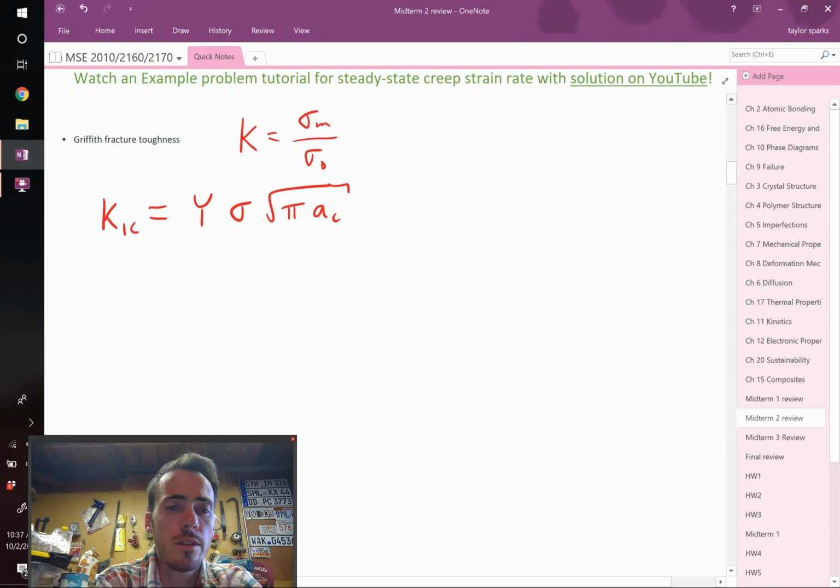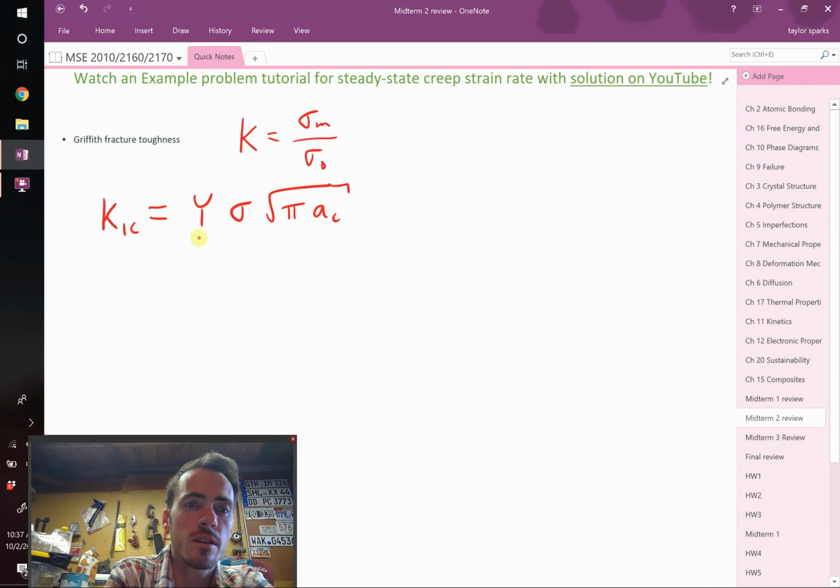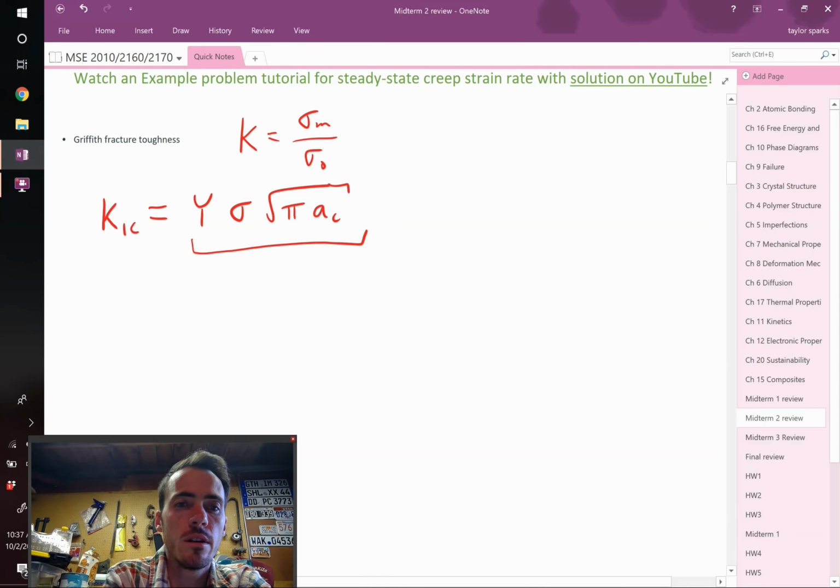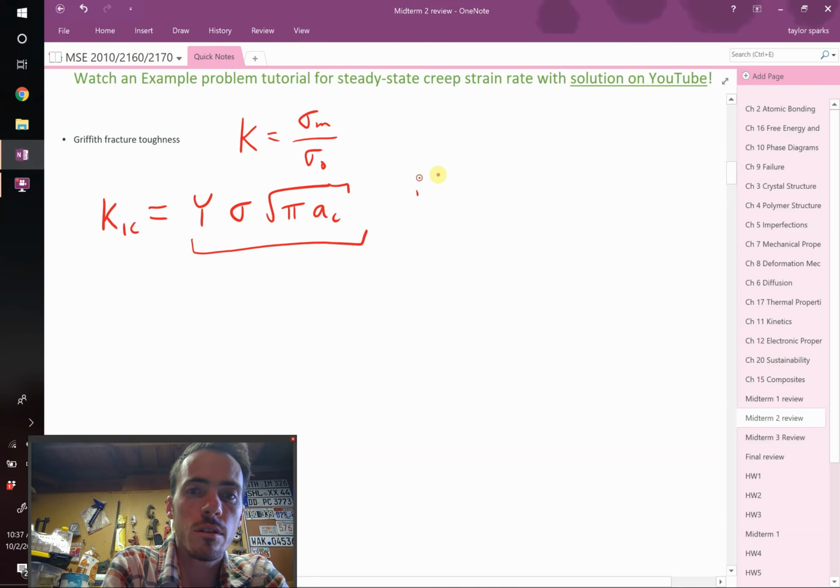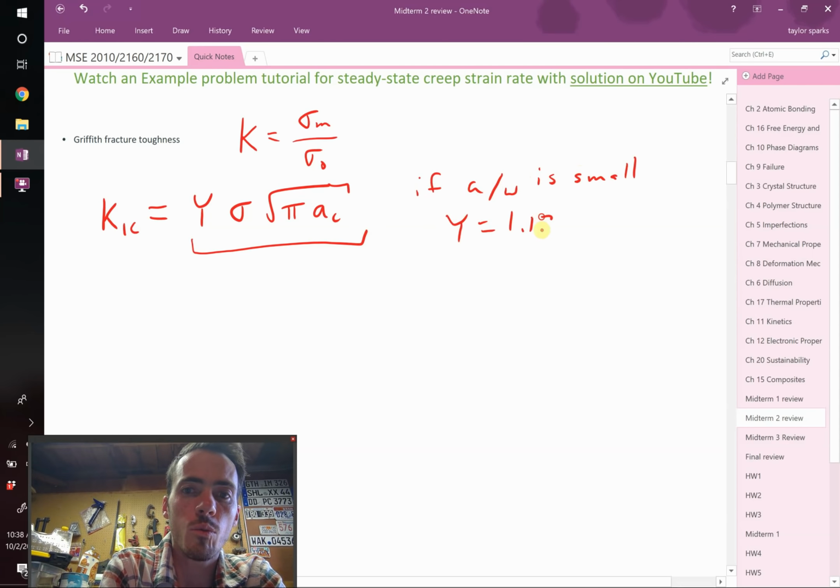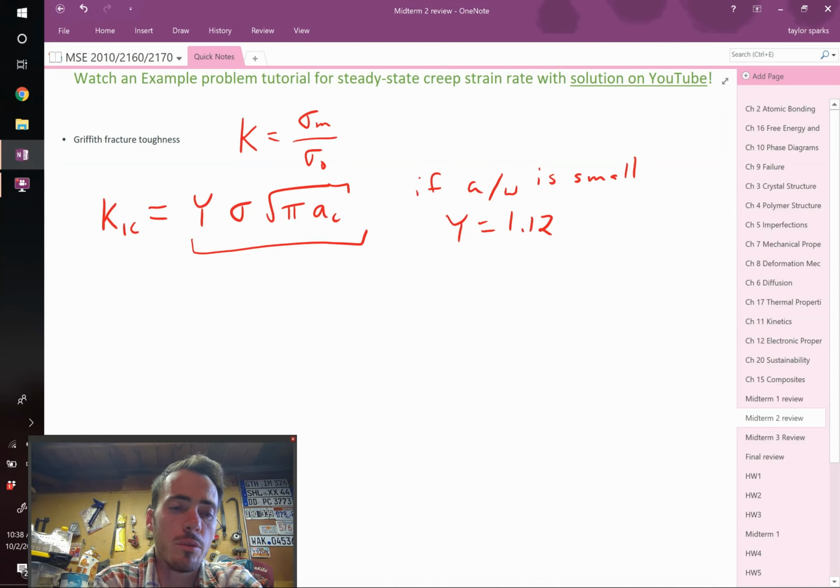For any applied stress and flaw size, you can calculate the right-hand side of this equation, right? Let's say, just to throw some numbers out, that your flaw size is small. If A over W is small, then we know that Y equals 1.12. If A over W is large, I would have to give you a figure, and you would have to calculate A over W from that. That's not going to be on this midterm. It was on the homework.